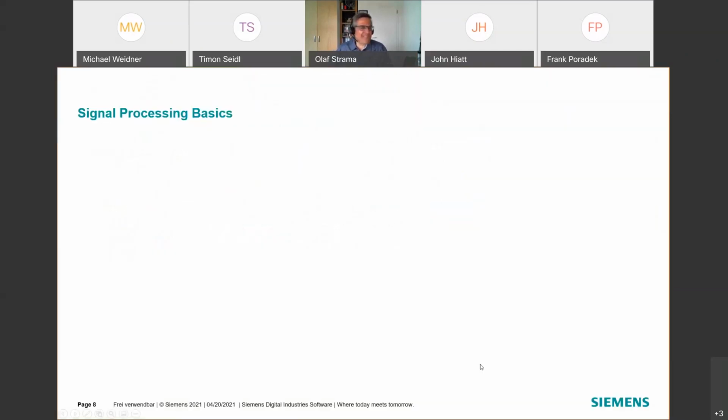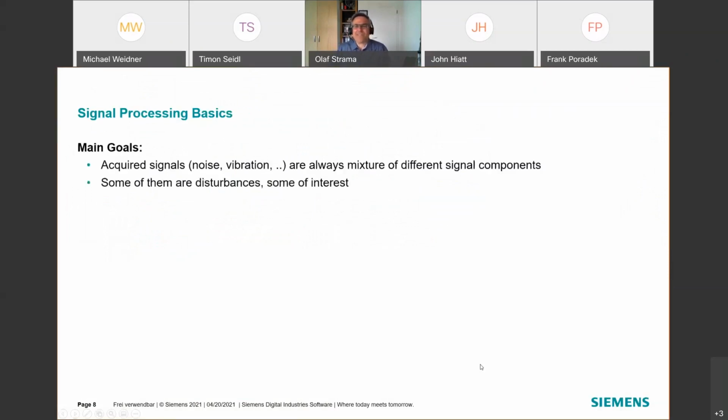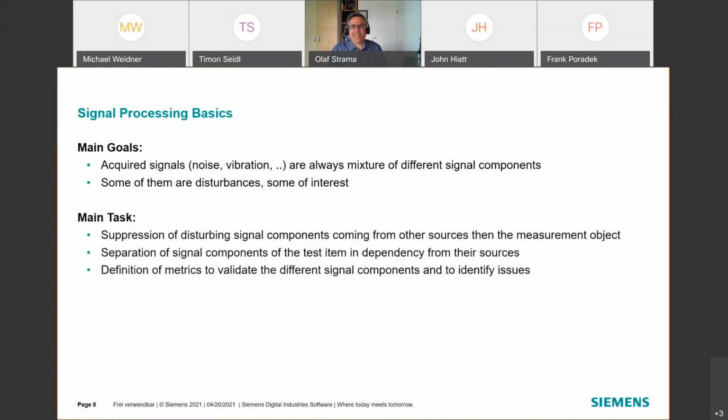So the question is, what is the main goal? Why are we doing signal processing? Because the signals are always a mixture of components. Some of them are disturbances, some of them are of interest. The main task is to suppress all the signal components that are not coming from the device under test, that are disturbances, external disturbances, internal disturbances from the test bench. And in the second step, separate the signal components from the device under test, depending on their sources.